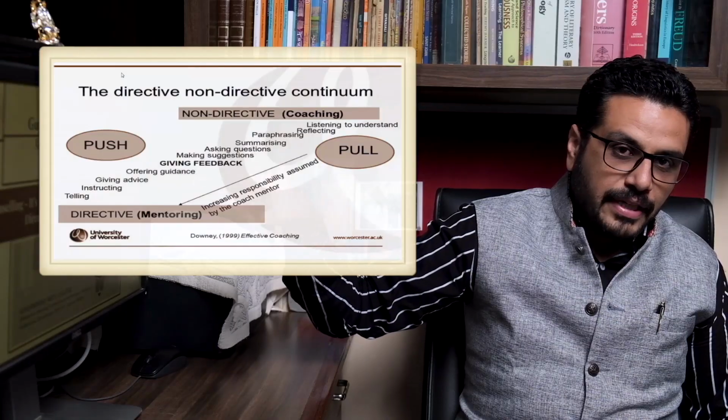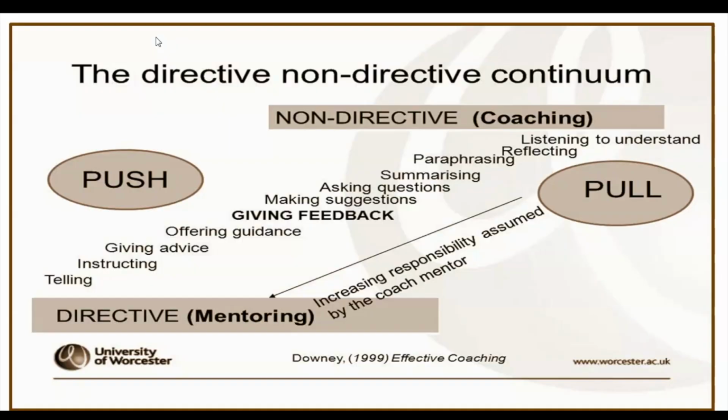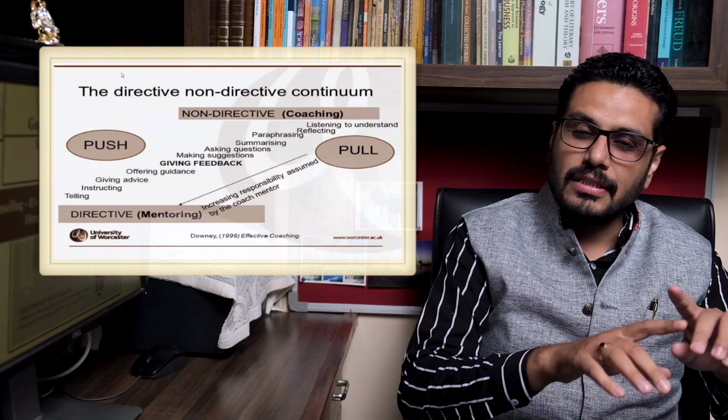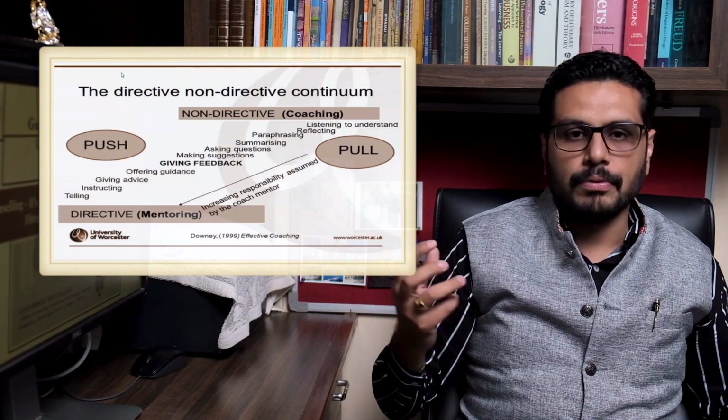Now there are various phrases in between also, and at the center of that diagram you have giving feedback. So in both the cases you give feedback. So what do you do in push? The first thing is tell, then instruct, then give advice, then offer guidance and give feedback. That is the push approach. What do you do when you pull? That is listen. That is the first thing. Then reflect upon what you have listened to, paraphrase, summarize, ask questions, and make suggestions. So this is pretty much the push-pull approach.